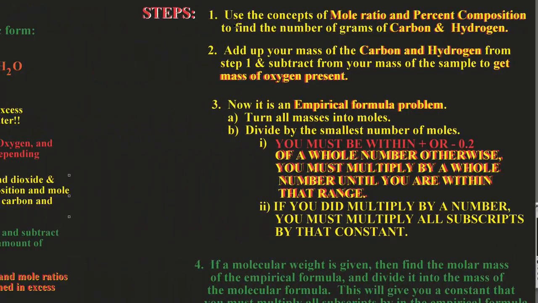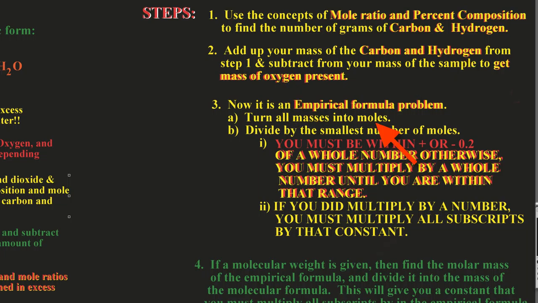Okay, so here are the steps. You're going to use mole ratio, percent composition again to find carbon, hydrogen. Once you get the grams of carbon and hydrogen present, you're going to add them up, the answers from part 1, and you're going to subtract from the mass of the total sample to get the mass of the oxygen present. Now it's just an empirical formula problem. You've got masses of carbon, hydrogen, and now oxygen.